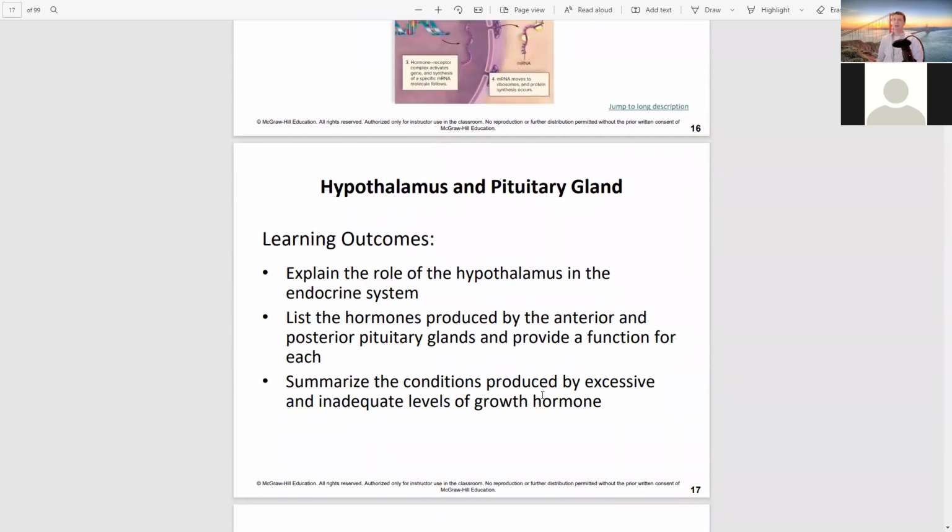Okay, so the hypothalamus and the pituitary gland. Your learning outcomes here are to explain the role of the hypothalamus in the endocrine system, list the hormones produced by the anterior and posterior pituitary glands and provide a function for each, and summarize the conditions produced by excessive and inadequate levels of growth hormone.